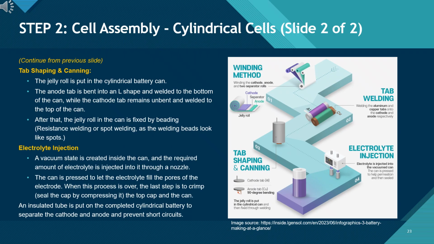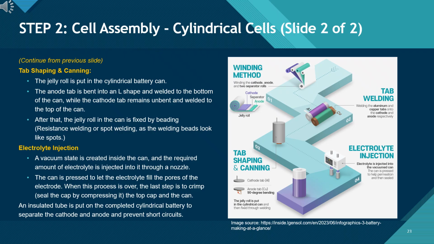Step 2. Cell assembly for cylindrical cells. Slide 2 of 2 in this step, the finished jelly roll is inserted into a cylindrical metal can, where tab shaping and canning are completed. The anode tab is bent down and welded to the bottom of the can, while the straight cathode tab is welded to the top, so the can and cap become the negative and positive terminals. The jelly roll is then mechanically fixed in place by beating around the can.